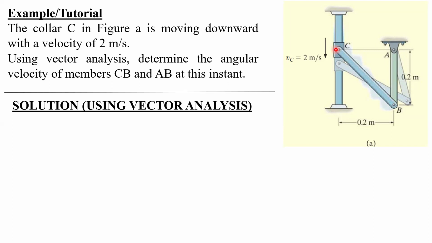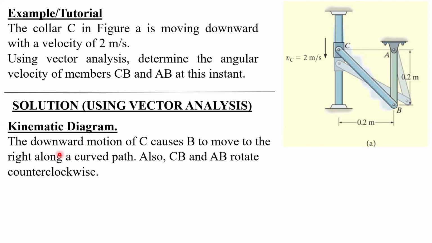We said we should use vector analysis, so we'll first of all look at the kinematic diagram. The downward motion of CB causes point B to move to the right along a curved path. It will move to the right like this. Also, CB and AB rotate counterclockwise, because as point C moves down, this will move like this. So, that velocity equation.